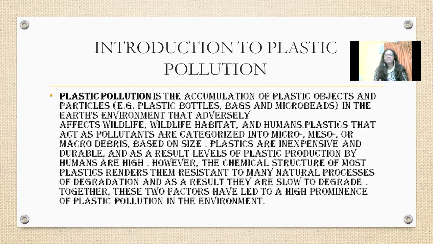Plastics are inexpensive because you also know that we get plastic at a cheap rate, and they are durable too. As a result, the level of plastic production by humans is really high. However, the chemical structure of most plastic renders them resistant to many natural processes of degradation, and as a result, they are slow to degrade. Together, these two factors have led to a high prominence of plastic pollution in the environment.